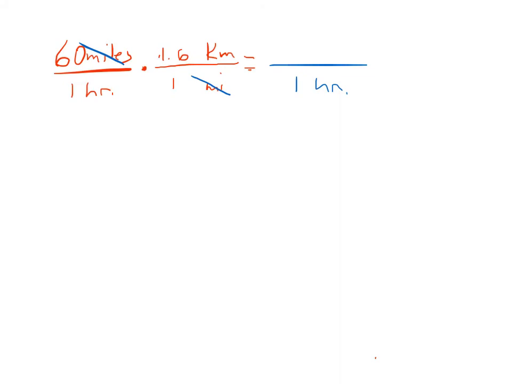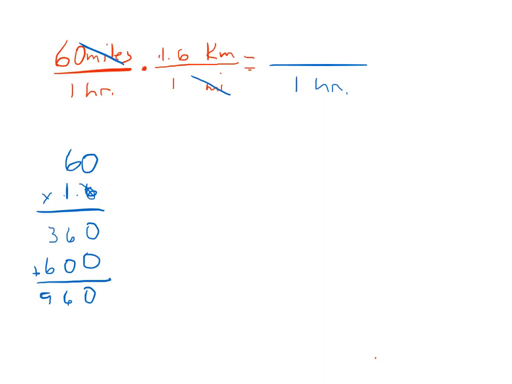Now I just need to know how many kilometers I've gone. Six times 0 will be 0. 6 times 6 is 36. Times 0 will be 0. 1 times 6, so and I have 1 decimal place. So 96 kilometers in 1 hour. And then the book obviously asked us how many kilometers would they go in 2 hours.